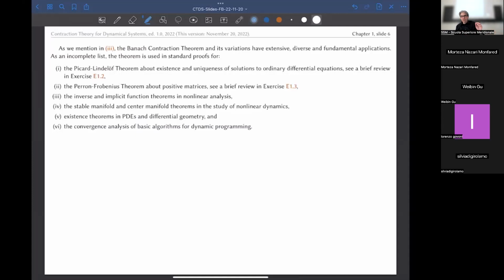How do you prove that there exists a strictly positive eigenvector with a strictly positive eigenvalue for an irreducible non-negative matrix? Banach contraction theorem. How do you prove that given a map from Rn to Rn with a feature that at a given point the Jacobian is non-singular, an inverse function exists? Banach contraction theorem. How do you prove the implicit function theorem? How do you prove the stable manifold, the center manifold theorem? It's all contraction, Banach contraction theorem.